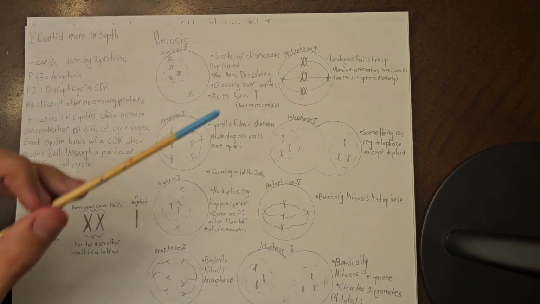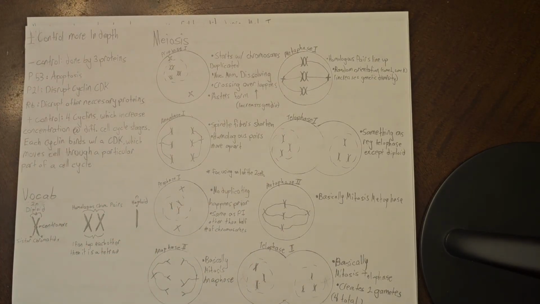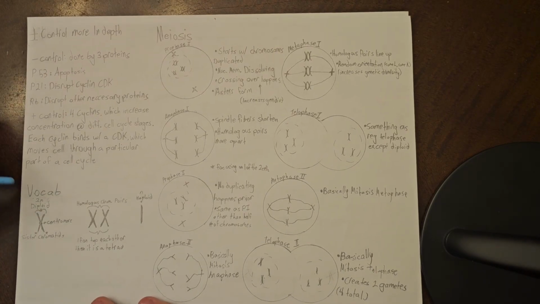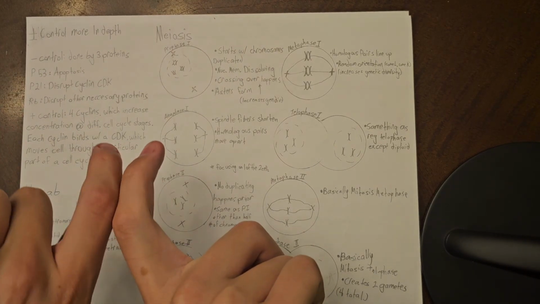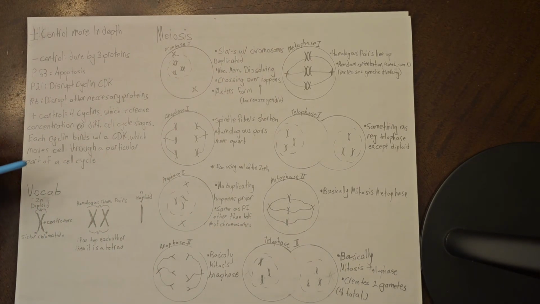Now before we go through meiosis right over here, I'm going to talk about some really quick vocab. So if you have 2 cells together like this, you have a diploid chromosome.